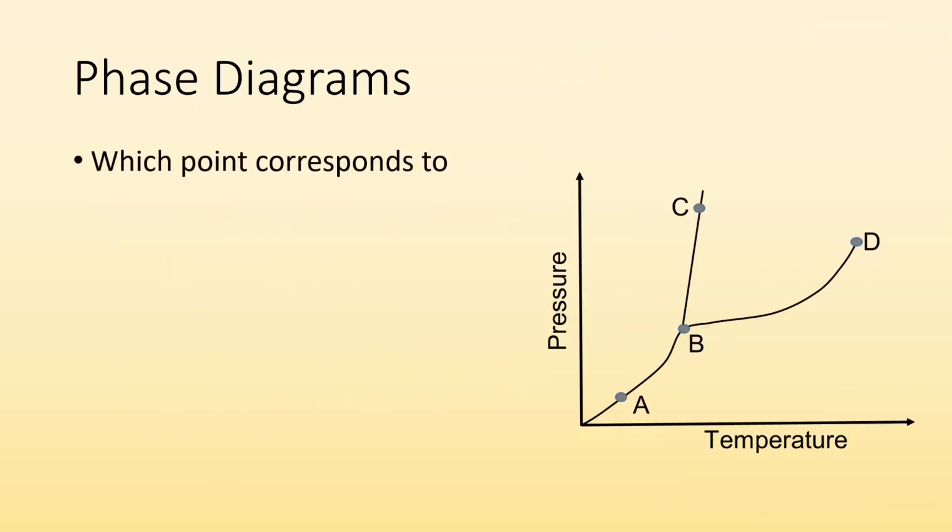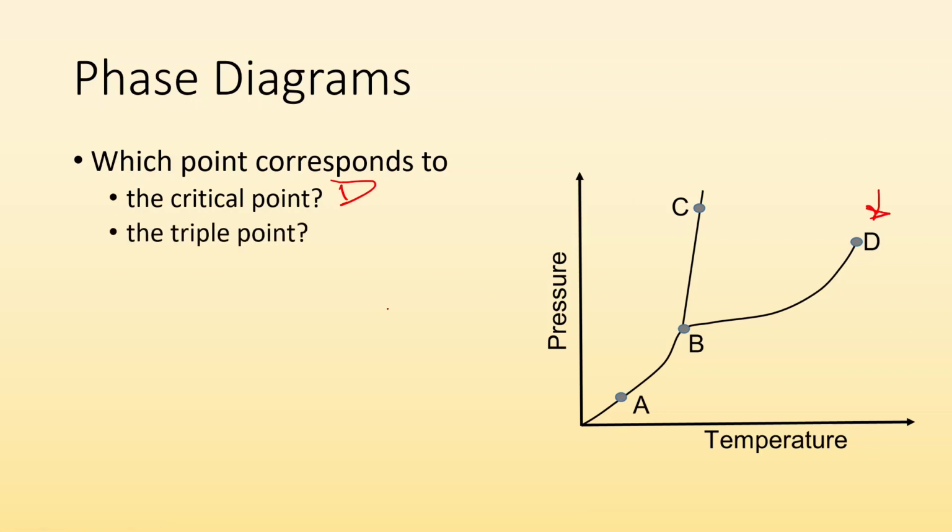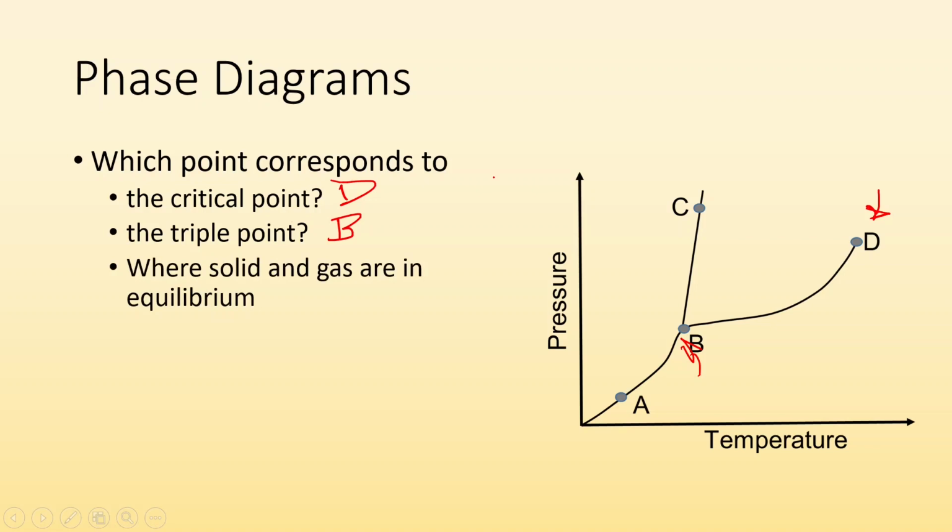All right, which point corresponds to the critical point? Based on this diagram, it's going to be point D. Which one's the triple point? Triple means three, so where do all those three things intersect? At point B. Where would a solid and a gas be found in equilibrium? I need to remember that this is solid, this is liquid, this is gas. So we're looking for an equilibrium between solid and gas. That's going to be point A.